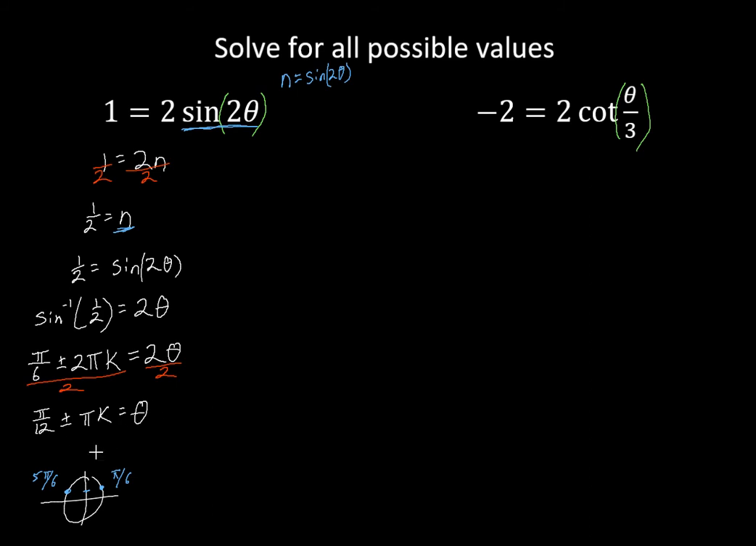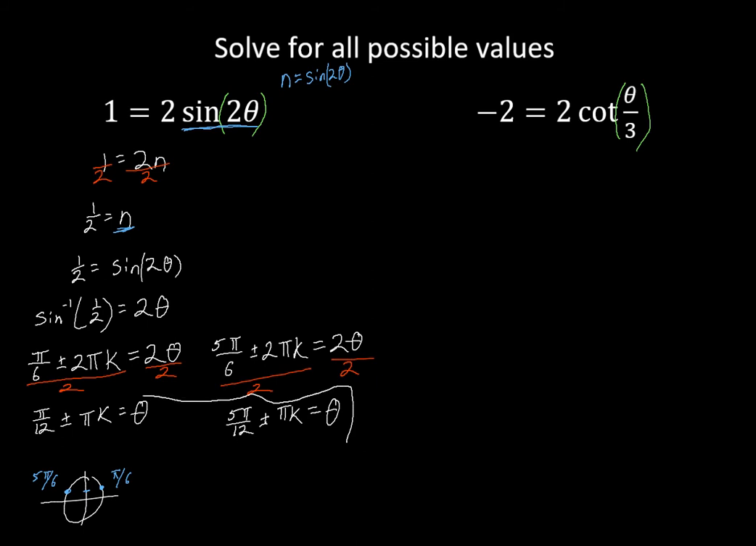So there's that working through with pi over 6. I need to do the exact same thing with 5 pi over 6 now. So 5 pi over 6 plus or minus the period of my function, k, equals 2 theta. Divide both sides by 2. 5 pi over 6 divided by 2, you have to multiply by the reciprocal, and you get 5 pi over 12. Plus or minus 2 pi k divided by 2 leaves you with pi k equals theta. So both of these are the answer. These are the solution to the problem.